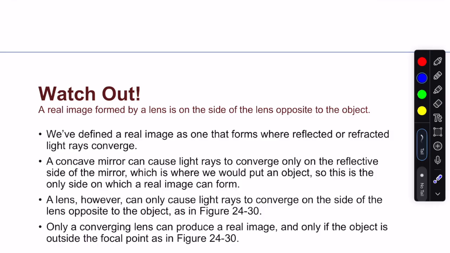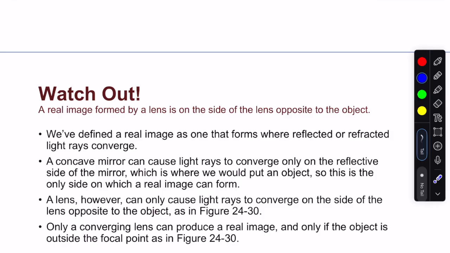Just to compare between mirrors and lenses, right? A concave mirror causes light rays to converge only on the reflective side of the mirror, which is where we would put the object. So that's the only side that a real image can form. However, a lens only causes light rays to converge on the side of the lens opposite to the object. So the real side for lenses is not on the side of the object anymore, like it was for mirrors. The real side of a lens is on the side opposite to the object.